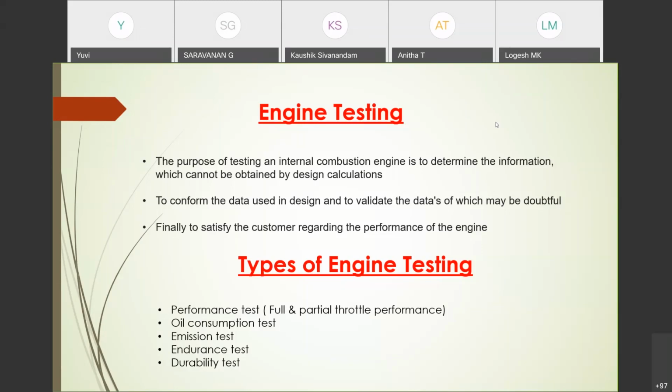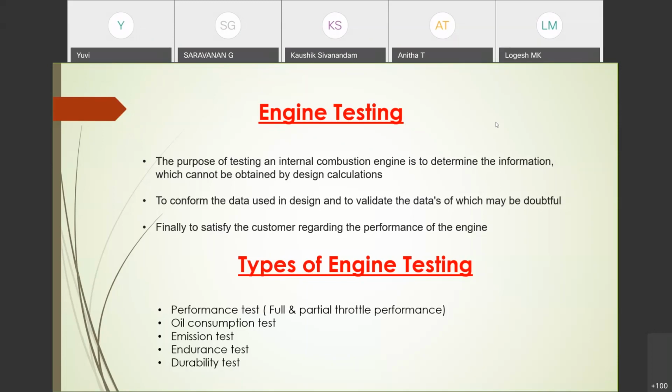What are the types of engine testing? Engine testing includes performance test, which comes with full and partial throttle performance, oil consumption test, emission test, endurance test, and durability test. First, let me give you an overview of what we do in engine testing. The engine is tested for a total of 1000 hours, and every 100 hours we do a service. In the service, we change the lubricants, engine oil, fuel filters and oil filters, and do a general checkup.